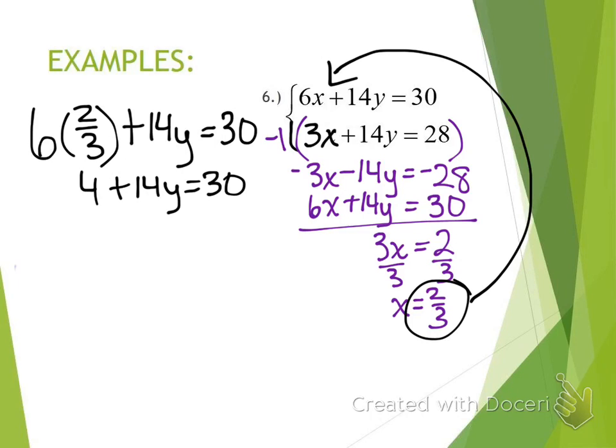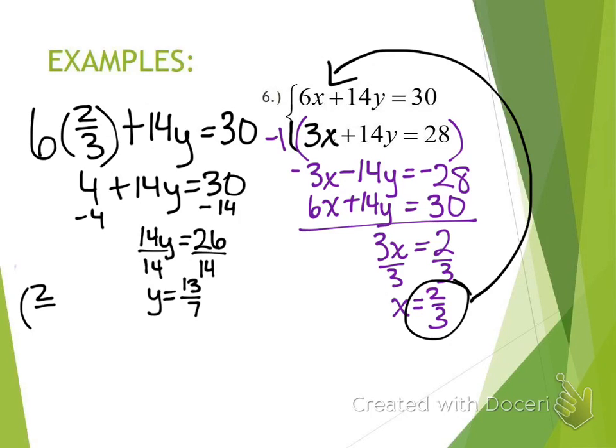To get y by itself, subtract 4. 14y equals 26. To get y all alone, divide by 14. Does this come out nice? No, but we can simplify it. 13/7. So our ordered pair is 2/3, comma 13/7.